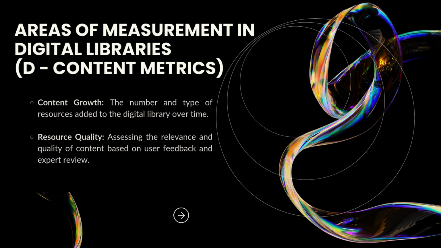The second content metric is resource quality. Resource quality involves assessing the relevance, accuracy, and usefulness of content. This is often measured through user feedback, expert review, or usage patterns. For instance, if certain resources are frequently accessed and positively rated by users, this suggests that the content is valuable. On the other hand, materials that are rarely accessed may be outdated or not aligned with users' needs.